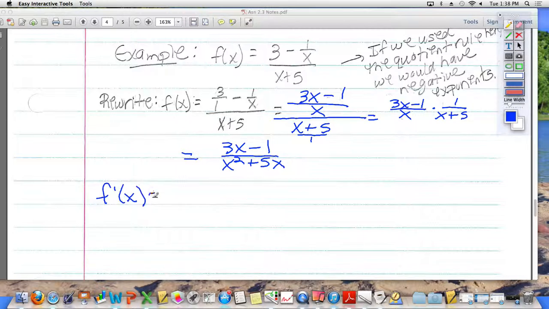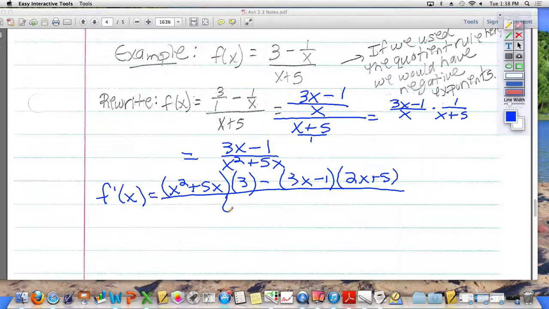The derivative says that you have to take the denominator, x squared plus 5x, and you multiply that by the derivative of the numerator. What's the derivative of the numerator? 3 is what you meant to say. Minus the numerator, which is 3x minus 1, times the derivative of the denominator, which is 2x plus 5. And then I'm going to divide that by x squared plus 5x squared. Which is equal to?